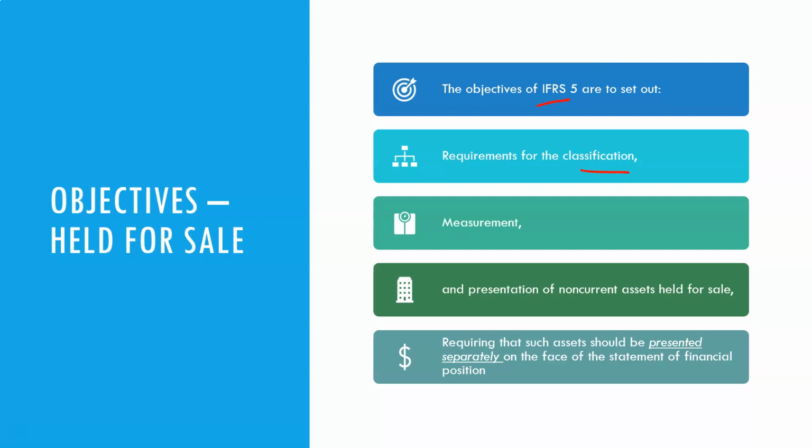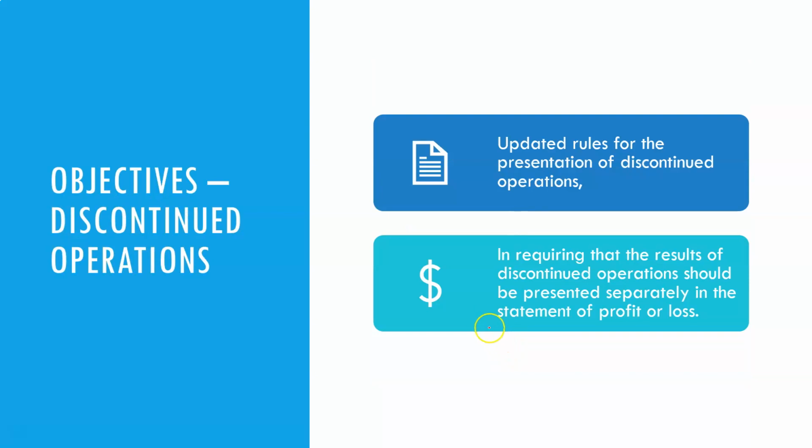And how do you extract not only the related assets in the statement of financial position, but the related revenue and expenses in the statement of profit or loss? In terms of measurement, we'll look at that and the presentation. I've highlighted already that such assets should be presented separately on the face of the statement of financial position. There are generally some updated new rules for the presentation, and typically we separately report this all in one line.